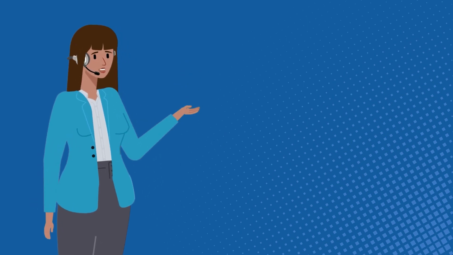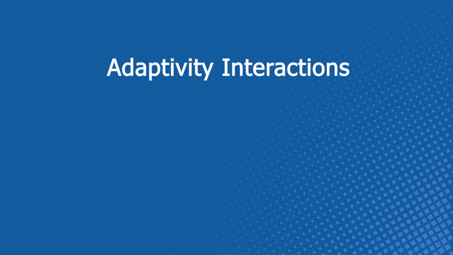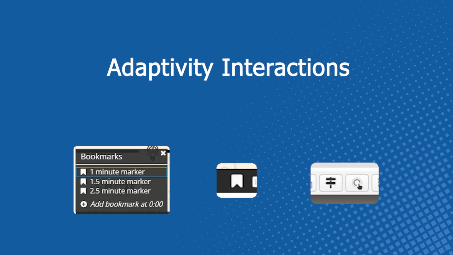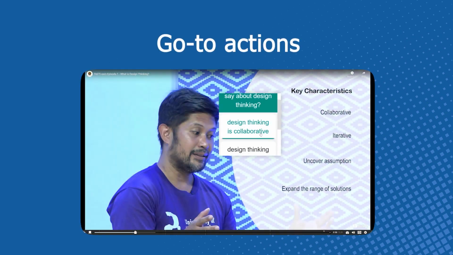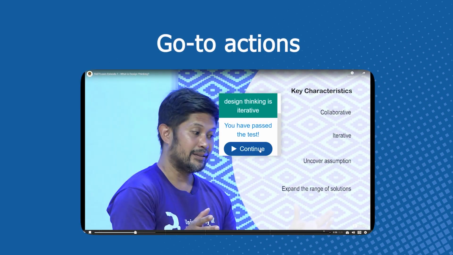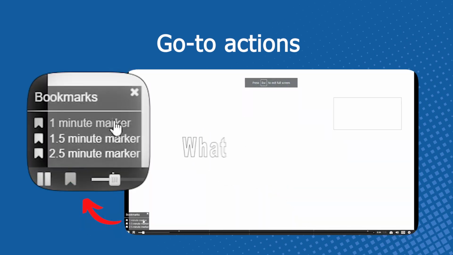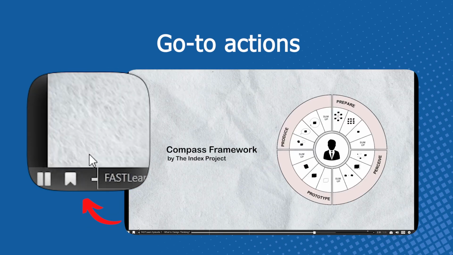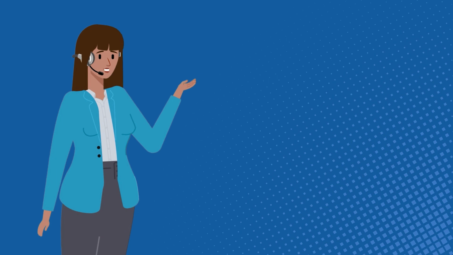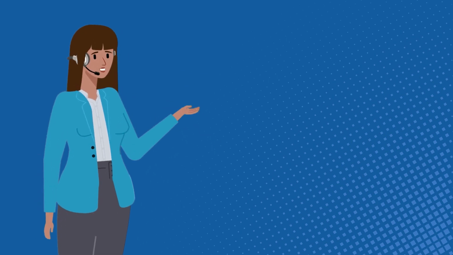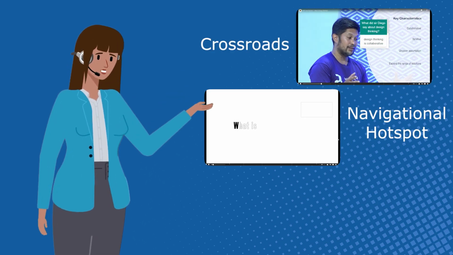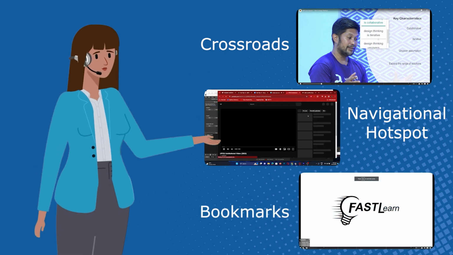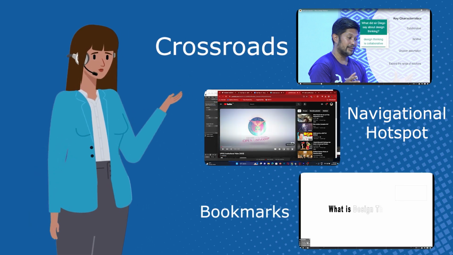Are you ready to continue? Let's start! One of the sets of interactions that you can utilize in your interactive video is the adaptivity interaction. This interaction is also known as the go-to action, since it allows users to go to a specific timestamp or section in the video. Some of the adaptivity interactions available in H5P are crossroads, navigational hotspot, and bookmarks. Let's start with crossroads.